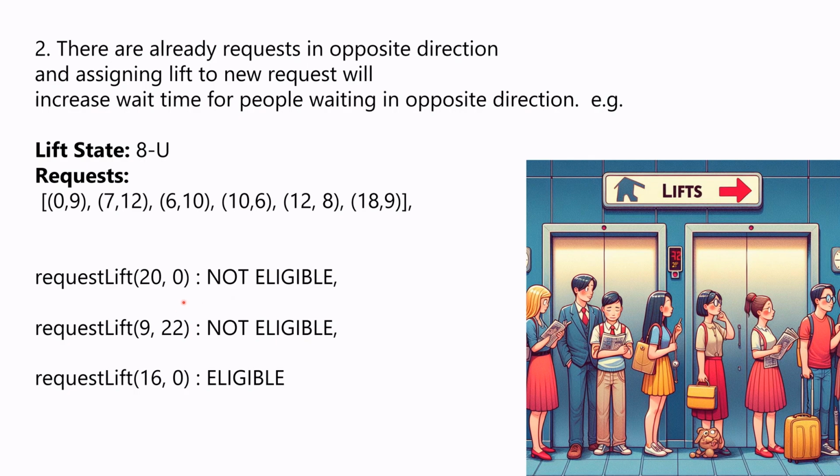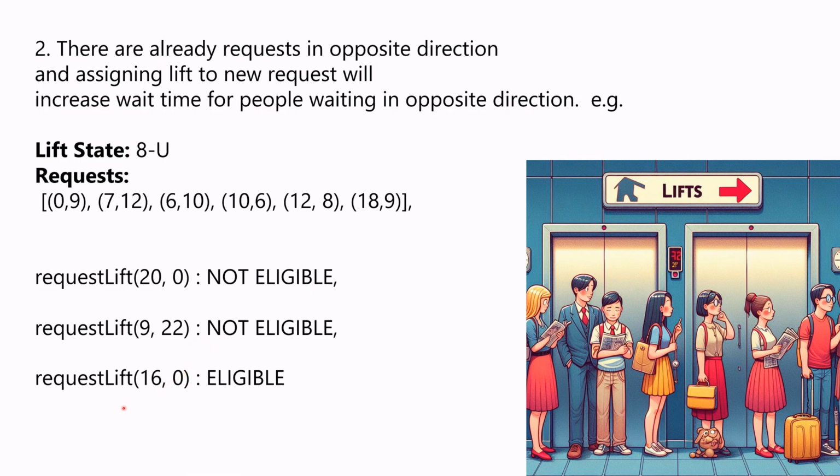The request 20 to 0. This request is not eligible because it will increase wait time for 10 to 6, 12 to 8 and 18 to 9. Earlier the lift had to go up till floor 18 but now it has to go up till floor 20. So the wait time for these three requests has increased and the request is not eligible. The second request, 9 to 22, again this is also not eligible. It will also increase wait time for the 3 down requests because earlier it was going up till floor 18. Now we have to go up till floor 22 for this user to reach their destination.